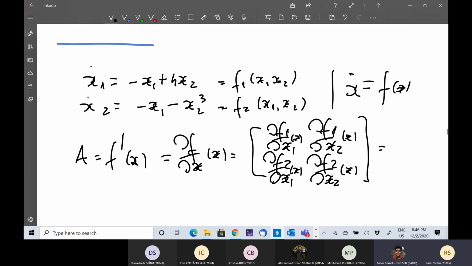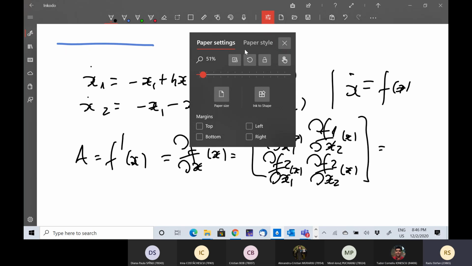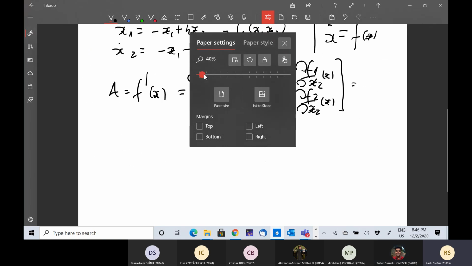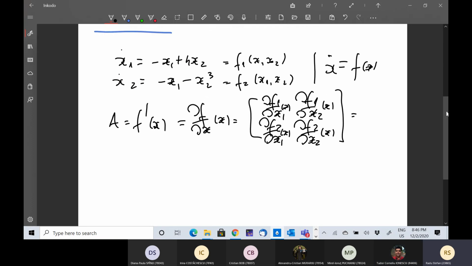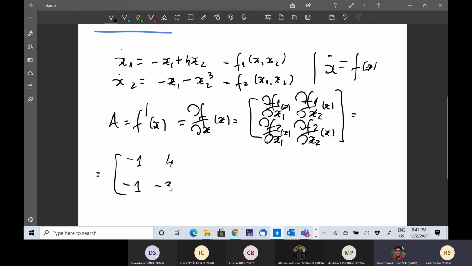Okay, equals to, in this case, now we have to look at the equations. So equals what? This is linear. df1/dx1 is minus 1. df1/dx2 is 4. df2/dx1 is minus 1. df2/dx2 is minus 3x squared.